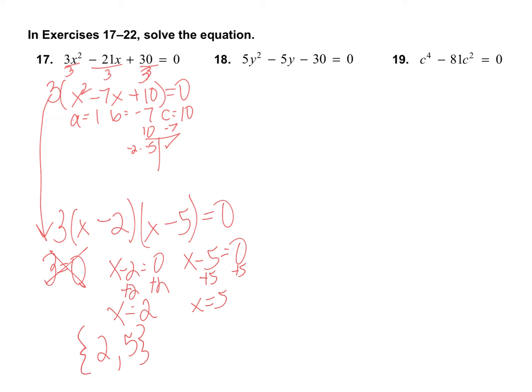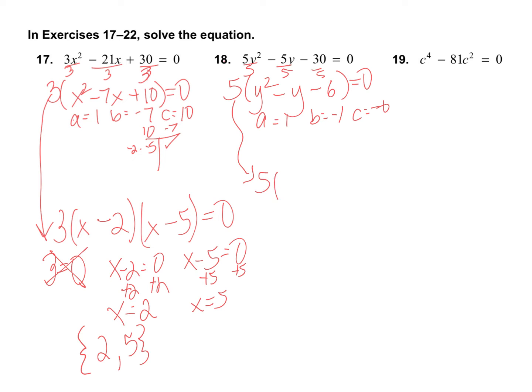Okay, let's go on to the next one, number 18. As I look at that, I notice I have a greatest common factor of 5. Divide each of these by 5. Oh, it does equal 0 too. I should say that, I guess. Y squared minus y minus 6 equals 0. A is 1. B is negative 1. C is negative 6. Bring down my 5.